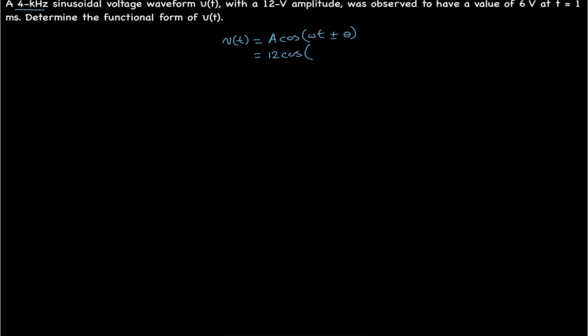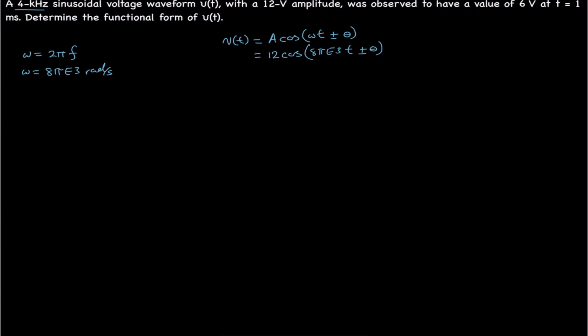We then want to find the frequency, and in this case we're given frequency in hertz. We want to find radians per second, and that is omega equals 2 pi times f. Thus omega is going to equal 8 pi e to the 3, which is 10 to the power of 3 radians per second. So that's 8 pi e to the 3 times t plus or minus theta.